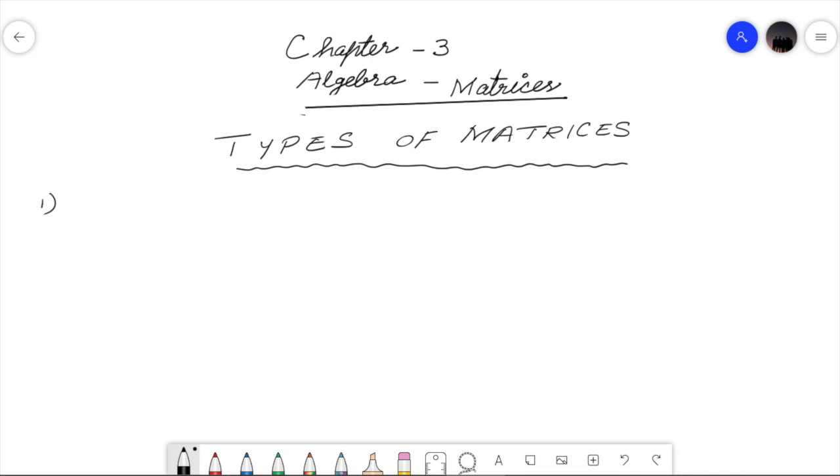First one, row matrix. From the word itself, you can understand what it is. The elements will be arranged in a single row. Then it is said to be a row matrix. For example, 4, 7, 9, 3. It is a row matrix.